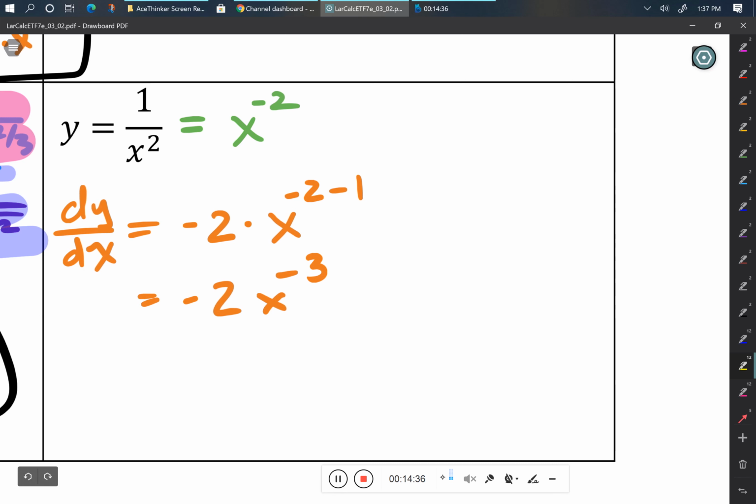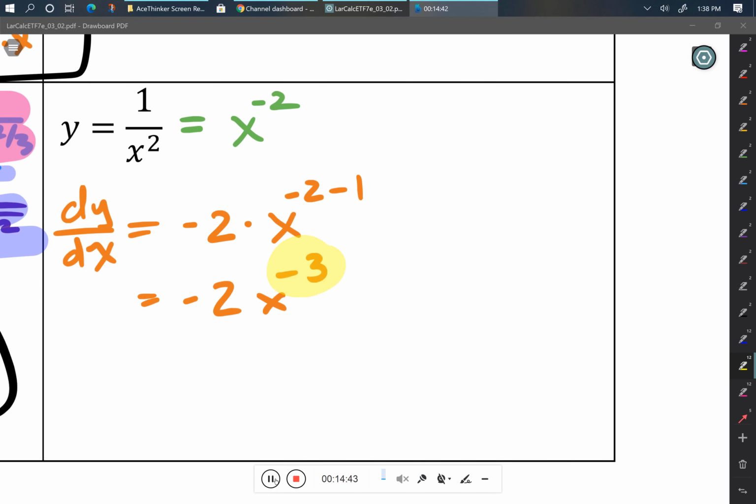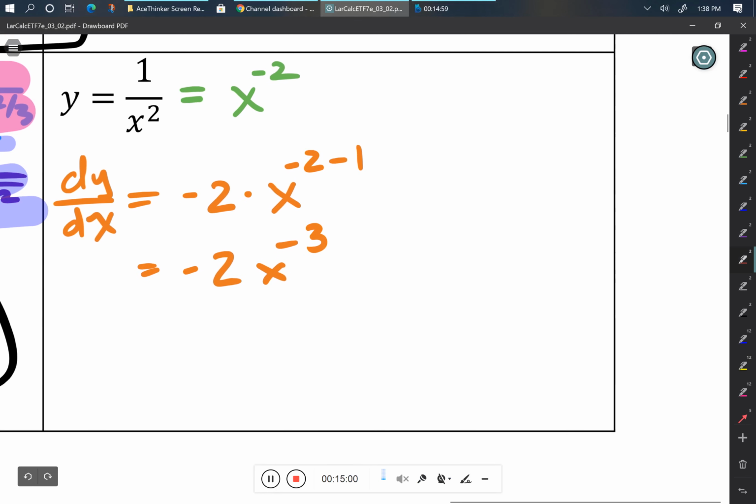Now, I'll tell you that in my experience, this right here is the single most common mistake that I will see. People will mistakenly say that negative 2 minus 1 is negative 1, and that will be the incorrect exponent, right? So just be careful with that. Make sure that when you do your subtraction, negative numbers actually get larger in terms of absolute value when you subtract 1.